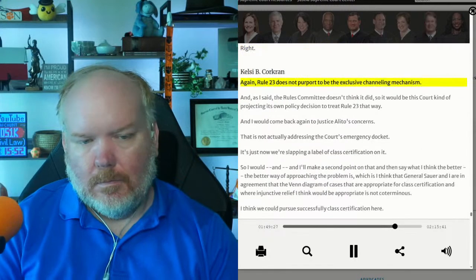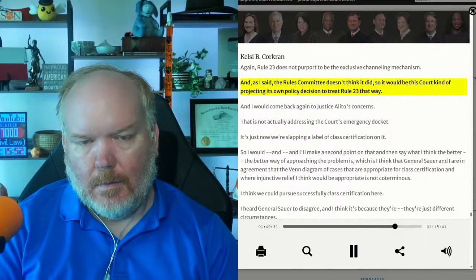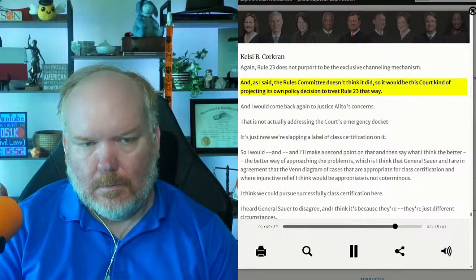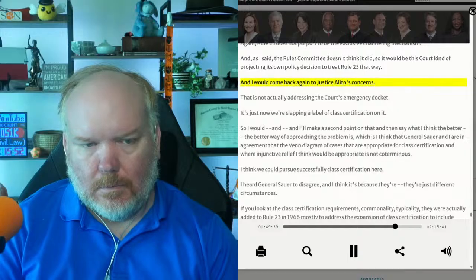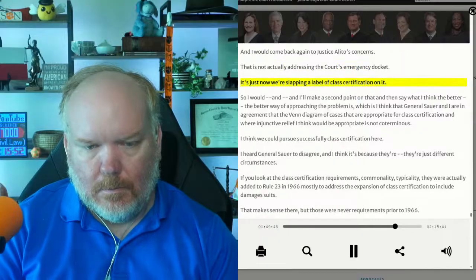Again, Rule 23 does not purport to be the exclusive channeling mechanism. And as I said, the Rules Committee doesn't think it did. So it would be this Court kind of projecting its own policy decision to treat Rule 23 that way. And I would come back again to Justice Alito's concerns. That is not actually addressing the Court's emergency docket. It's just now we're slapping a label of class certification on it.